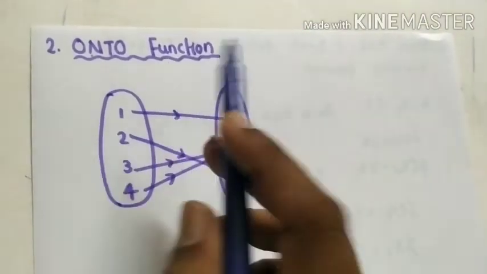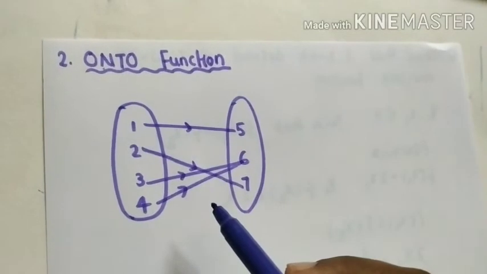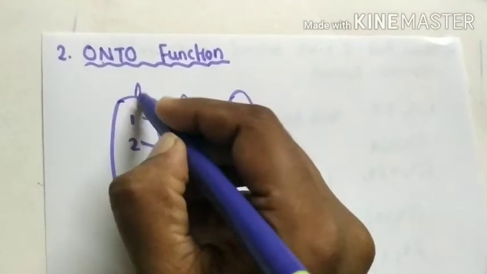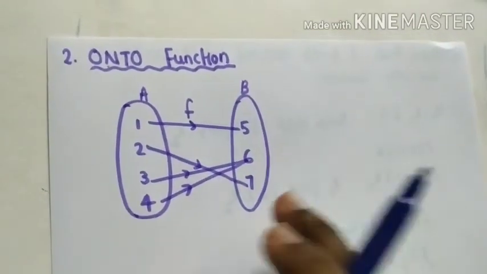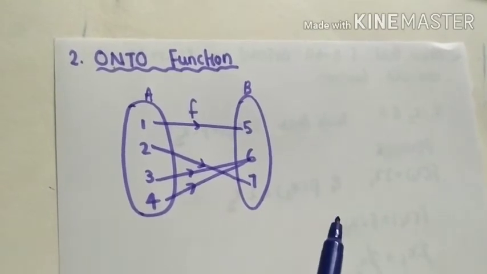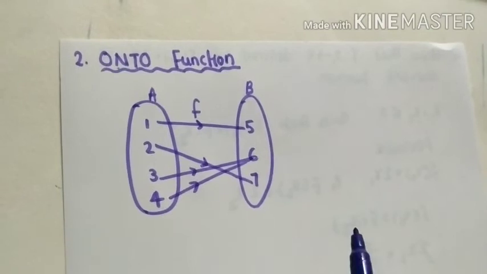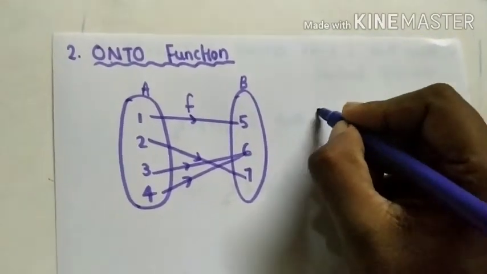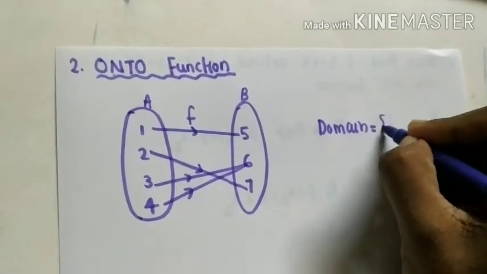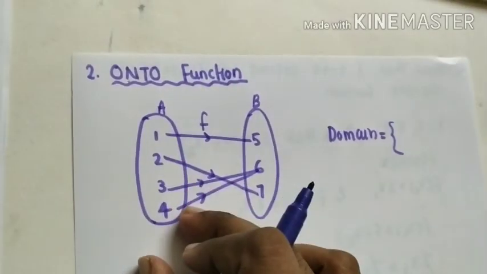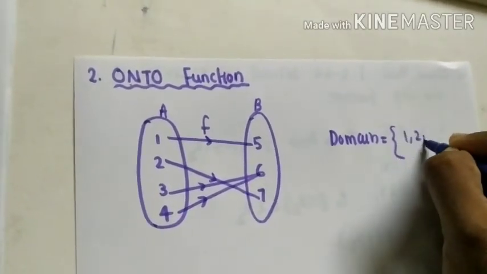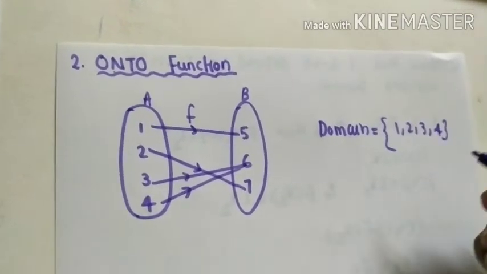The second type is the onto function. Let's begin by considering a function f from A to B, as shown here. From our previous knowledge, what will be the values of domain, codomain and range? We know that the domain is the set A with elements 1, 2, 3, 4.